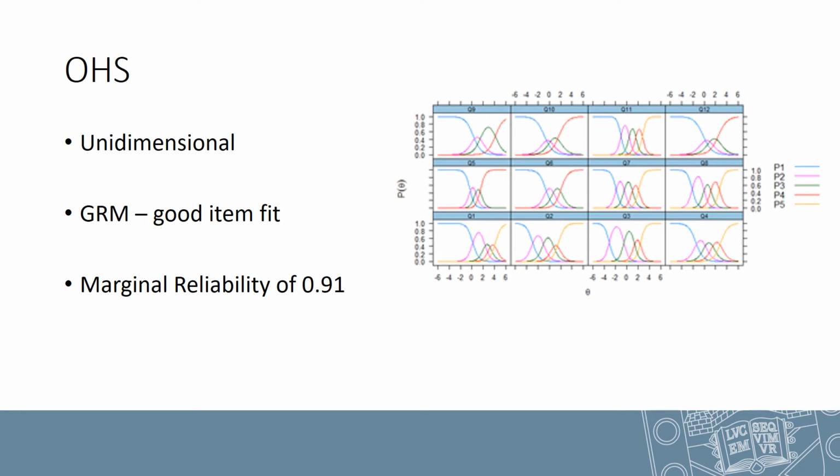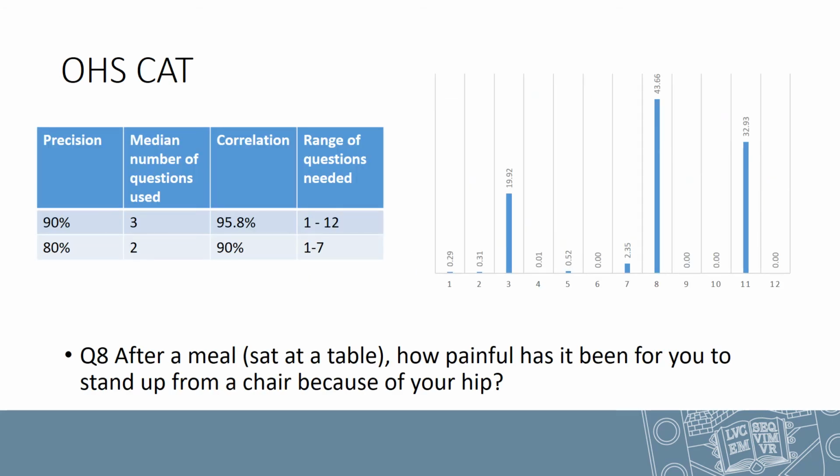The Oxford hip score was found to be unidimensional and conformed to the IRT assumptions. Its marginal reliability, which assesses the overall reliability of a test, was excellent. What you see on the right is the item parameter curves that are plotted for each response option of each question. When we ran the computerized adaptive test, we found that at 90% precision we only needed 3 questions to accurately predict the latent trait. At 80% precision, this reduced to a median of 2. The question deriving the most amount of information in differentiating patients was question 8.